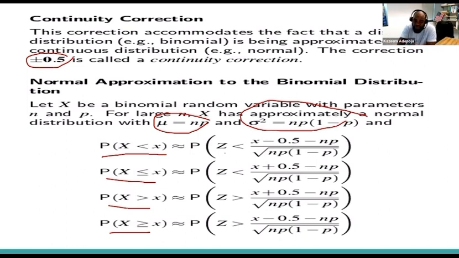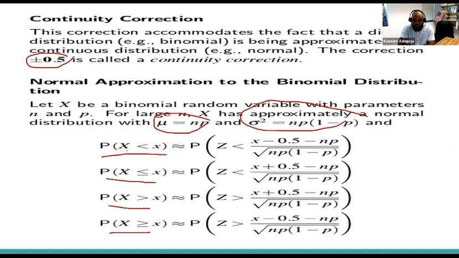Here we're just trying to tell the world what the continuity correction is going to be. Because when you go from discrete to continuous, there's going to be error. The way to minimize the error committed is why we need what we call the continuity correction.